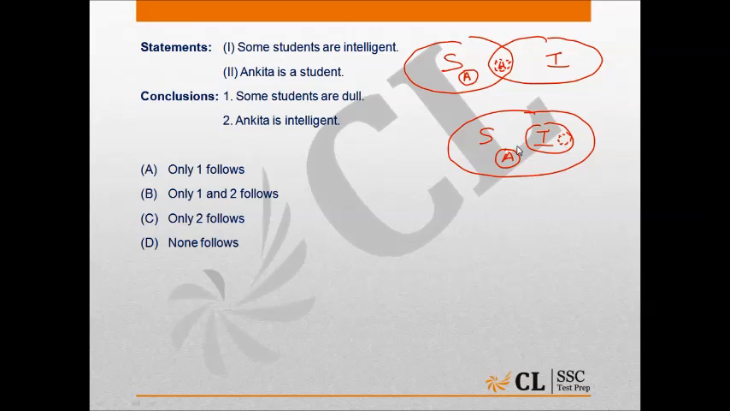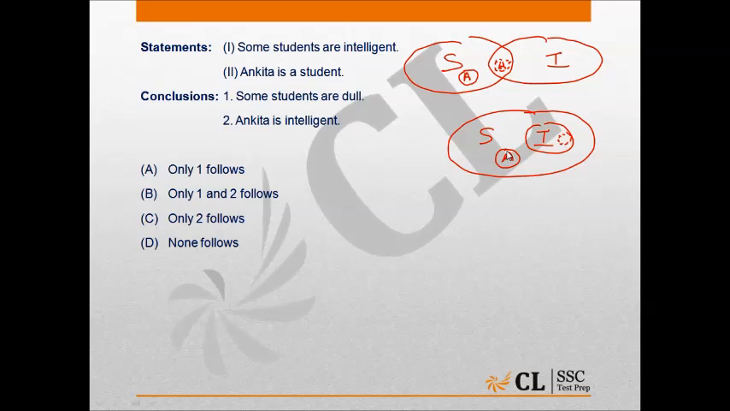Now let us look at the conclusions. Conclusion 1 is, some students are dull. Now dull is a new set. It has not been introduced by the statements. So conclusion 1 cannot be commented on and we cannot say that conclusion 1 follows.